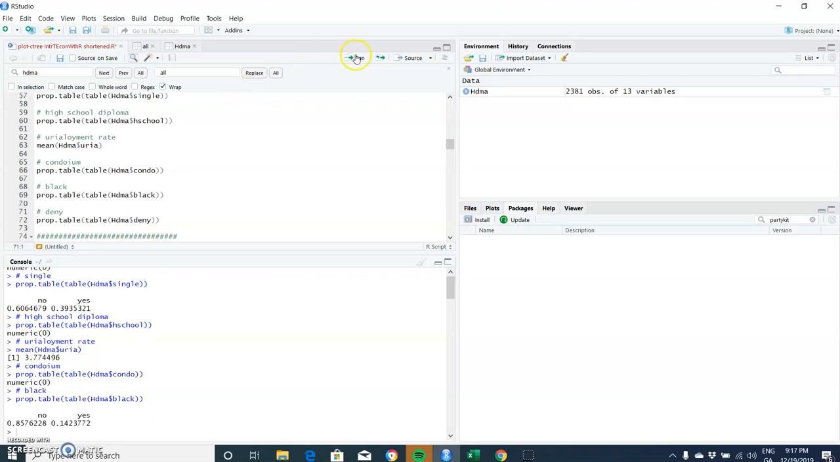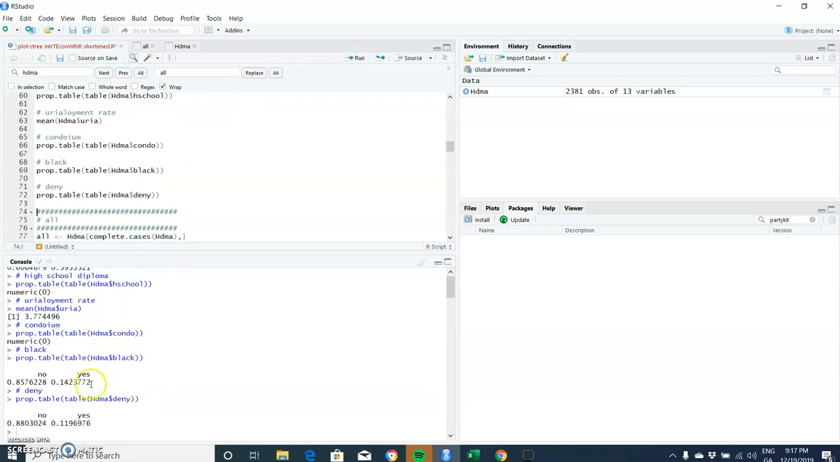And then in terms of deny, 11 to 12% were denied mortgages. Their mortgage application was denied. 88% or so were accepted for their mortgage application.